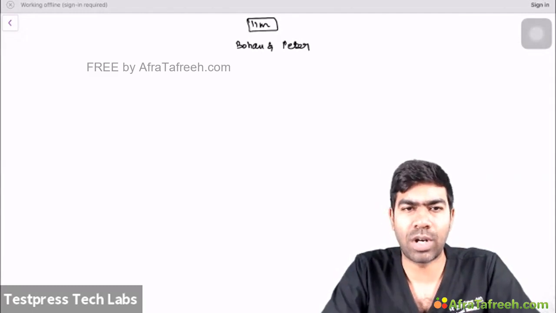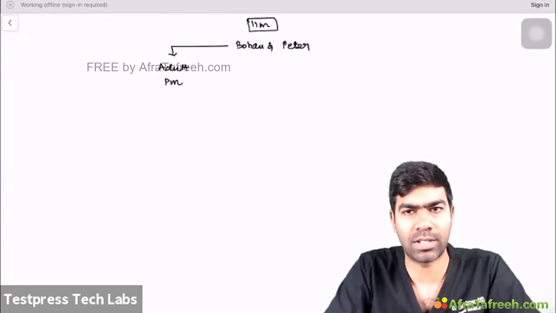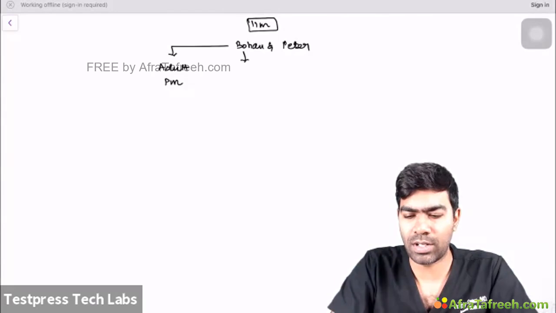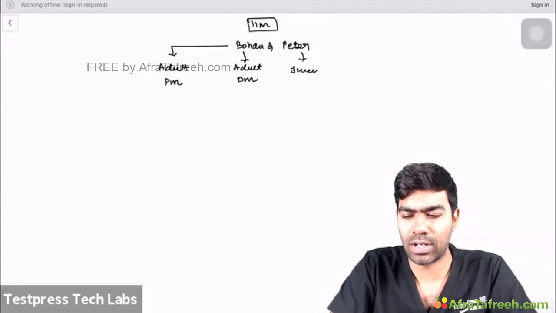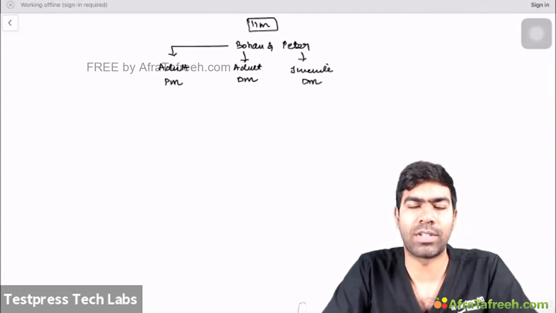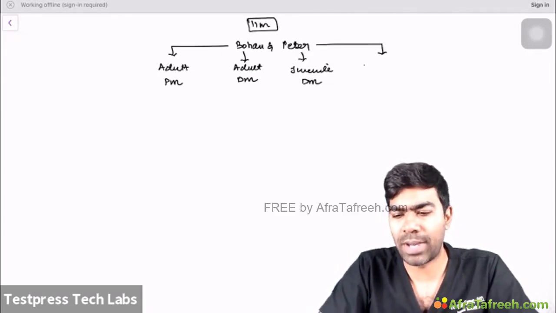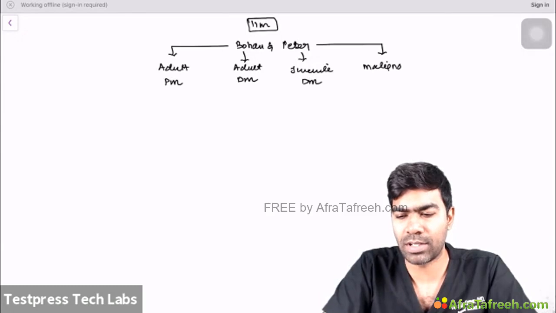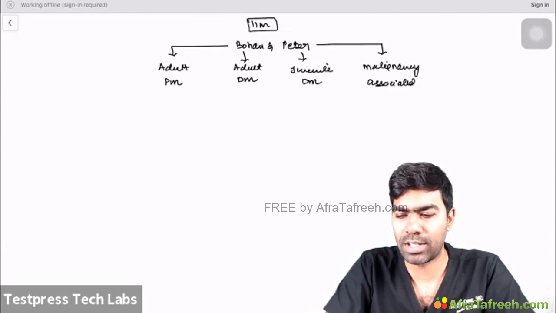As far as the Bohan and Peter classification system is concerned, they are classified into 4 to 5 different categories. One is called adult polymyositis, number 1. And second one, they called it adult dermatomyositis, number 2. Then third category is called juvenile dermatomyositis, number 3. Number 4, they called it the malignancy associated myositis, which means it could be dermatomyositis or it could be polymyositis. So they called it a malignancy associated myositis as a separate entity.